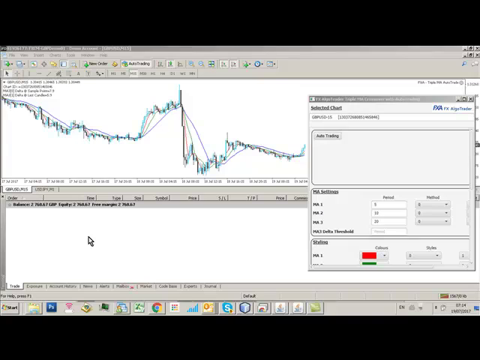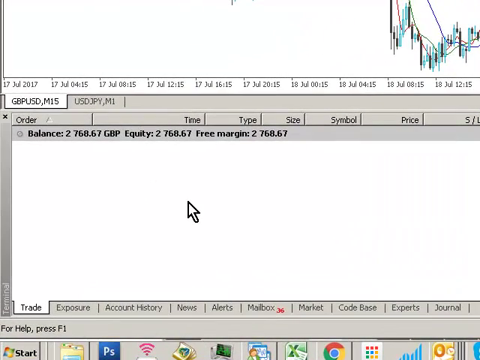Good morning, triple MA crossover auto trading beta test, guys. 7/14, 19th of July 2017. Right, folks, hopefully this is the game changer.